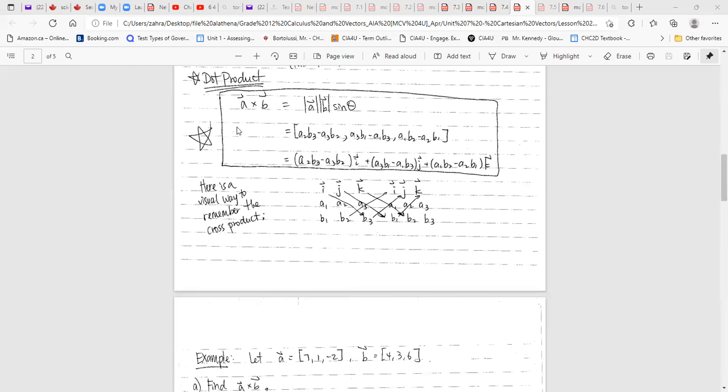So dot product, we did use using the components. Now we can use the components for the cross product. So what you do, you put i, j, k, right? For your first vector, the x component is A1, y component is A2, z component is A3. And for the second vector, we have B1, B2, and B3.